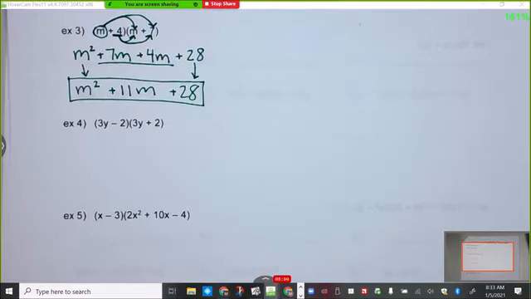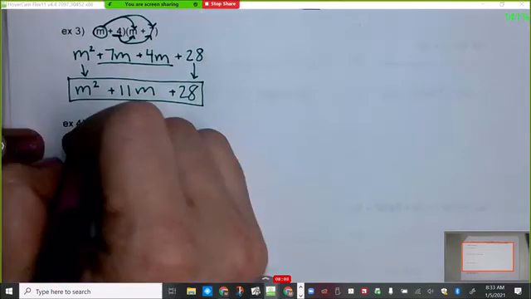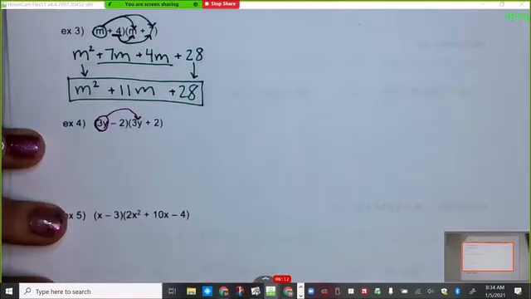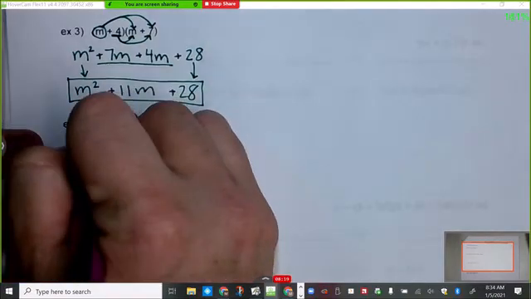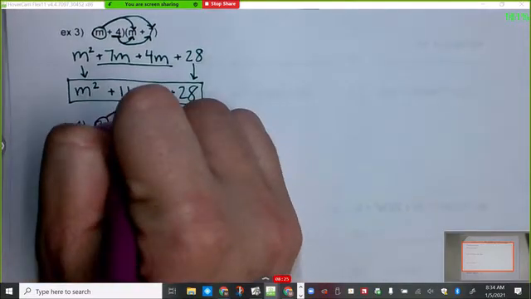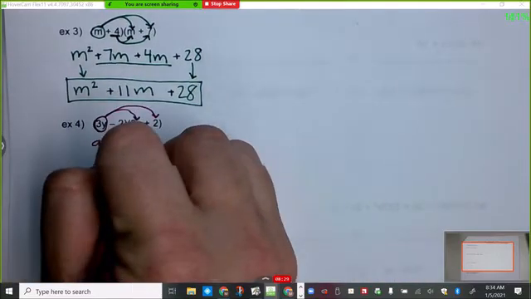So again, we take that first term times the other first term. What's 3y times 3y? 9y squared. Don't forget the squared because y was twice. Okay, then what's 3y times 2? Positive 6y.